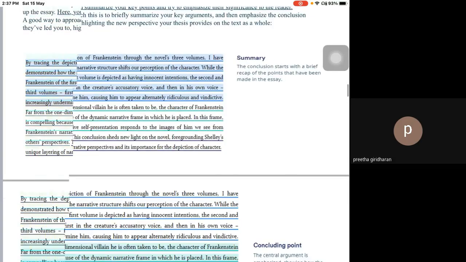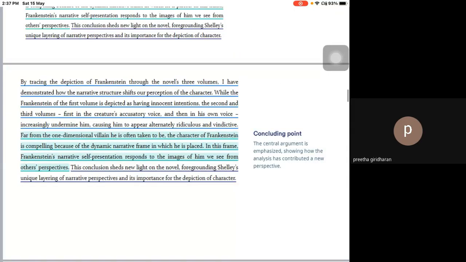Then going on to the next part of this concluding paragraph, see in the analysis of that. Now, this is how we're making the concluding point, the green highlight. See, the central argument we have emphasized, showing how the analysis has contributed a new perspective. So see, far from the one-dimensional villain he's often taken to be, the character of Frankenstein is compelling because of the dynamic narrative frame in which he's placed. In this frame, Frankenstein's narrative self-presentation responds to the image of him we see from others' perspective. So that is how we made that concluding point there.